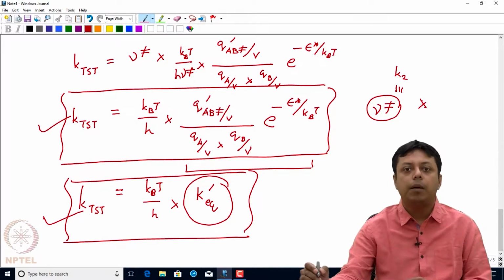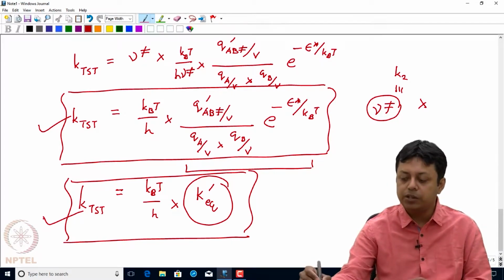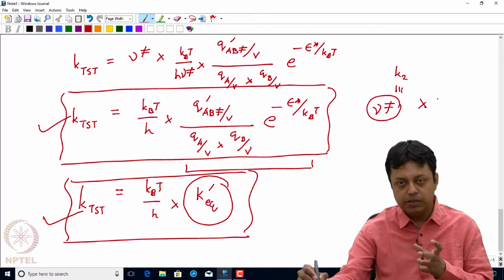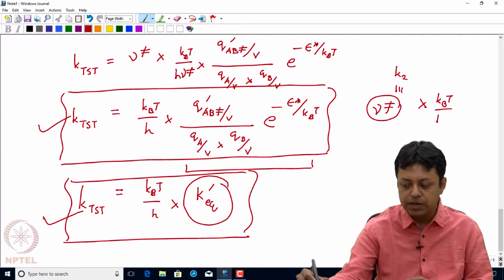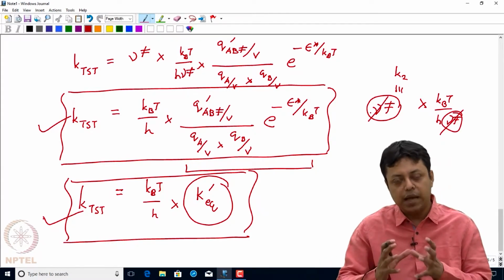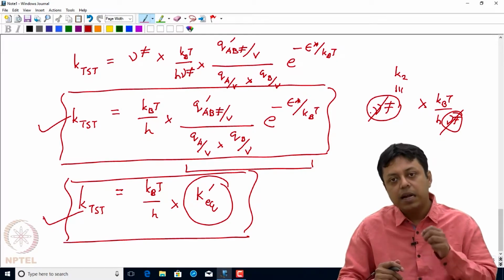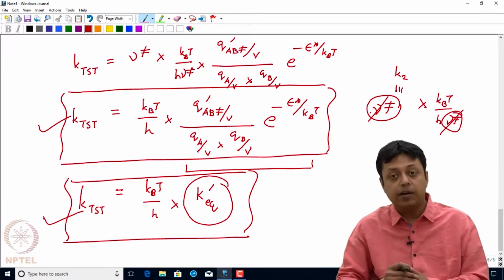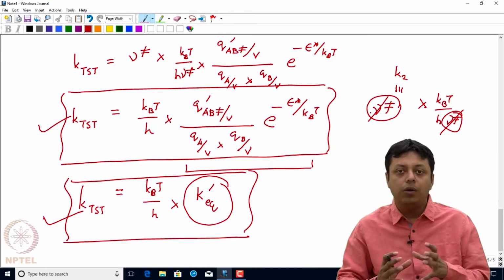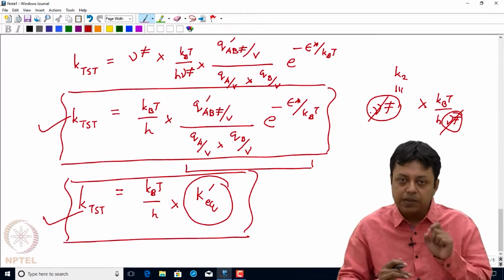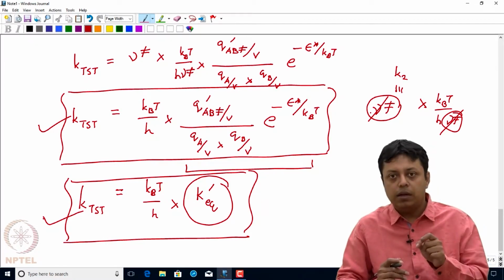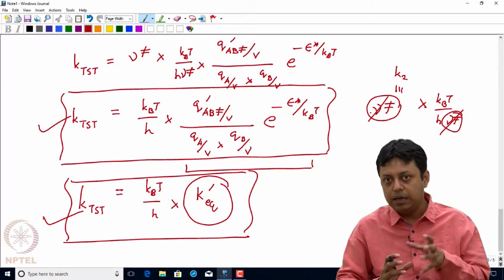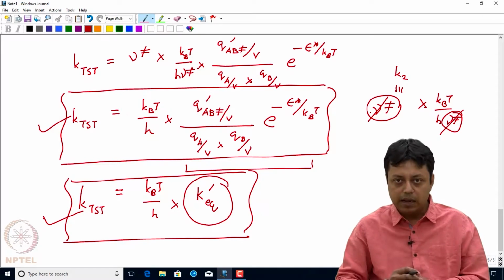the vibrational partition function for this transition state, and that also gives us a factor which is kBT by h into nu dagger, and this nu dagger now cancels out, which we have seen. So we don't need to actually focus much on characterizing which vibration gives rise to the product, or identifying the specific reaction coordinate, how the reaction is occurring. So we do not actually need to focus too much on the dynamics.